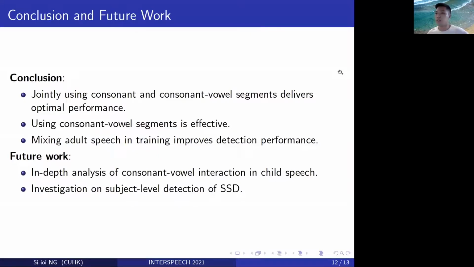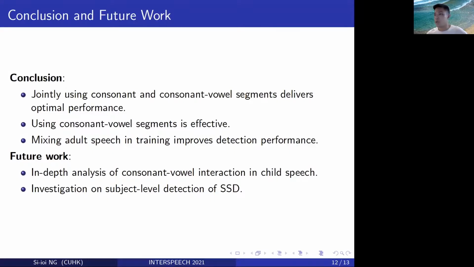To summarize these studies, we find that jointly using the consonant and consonant-vowel segments can deliver optimal performance in the detection of disordered speech. We also confirmed that using the consonant-vowel segments is effective to solve the challenges we encountered in the previous studies. And for this type of application oriented to child speech, mixing adult speech into the training of models is effective to improve the performance.